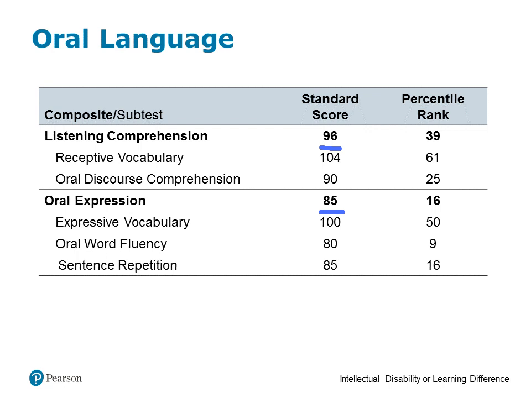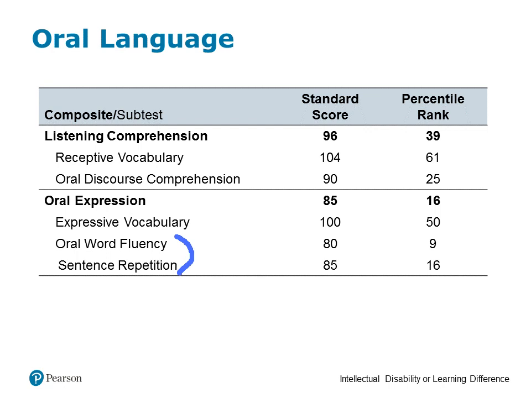And one of the things that we think about when we think about reading really is vocabulary. Might a child be struggling with reading because he or she doesn't know what the words mean? Notice his scores for both receptive and expressive vocabulary are within the average range, 104 and 100. His ability to understand information in context, whether in sentences or in passages, is also within the average range, but a little lower than his vocabulary score. And then when you look at oral expression, notice that his scores for oral word fluency and sentence repetition are a little lower.